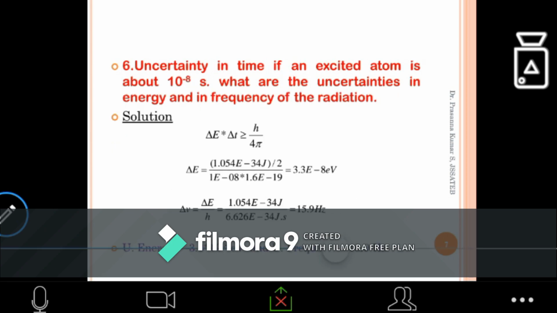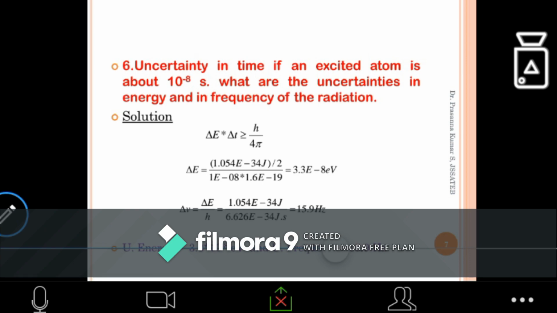Now these numericals are on the Heisenberg uncertainty principle. The uncertainty in time of an excited atom is 10^-8 second. One expression for the Heisenberg uncertainty principle is Δx · Δp ≥ h/4π. With respect to energy and time, it is ΔE · Δt ≥ h/4π. So this is another Heisenberg uncertainty principle.